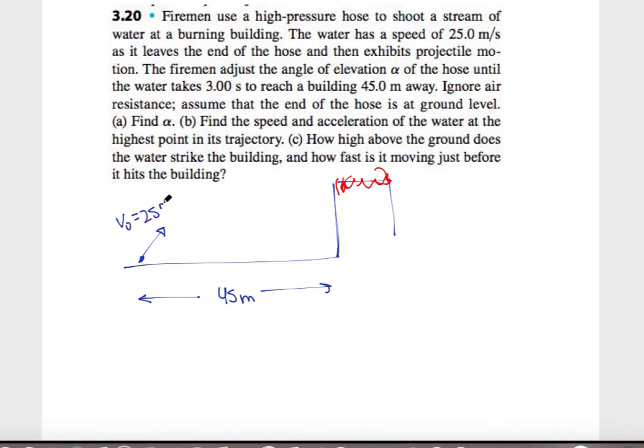So the water leaves the hose with a speed of, so this is a V naught, of 25 meters per second at some angle alpha. And it takes 3 seconds to reach the building. So whatever path it takes, my water takes 3 seconds to reach the building. So we're going to go ahead and just write 3 seconds off to the side. And there is no air resistance. So we want to first off find alpha. Now the way that we do this is it's a two-dimensional problem. So I'm going to start by finding V naught x and V naught y. So it's going to be V naught times the cosine of alpha. Now all of a sudden I realize that I don't know alpha. So this is going to be a little tricky to solve at this point.